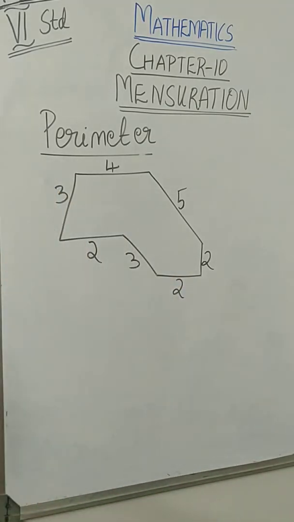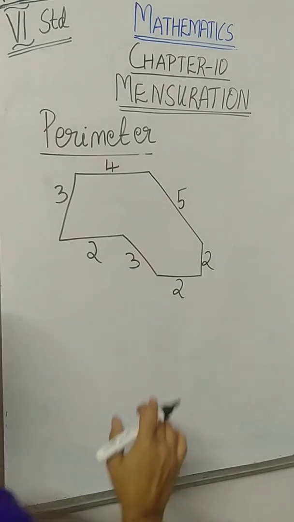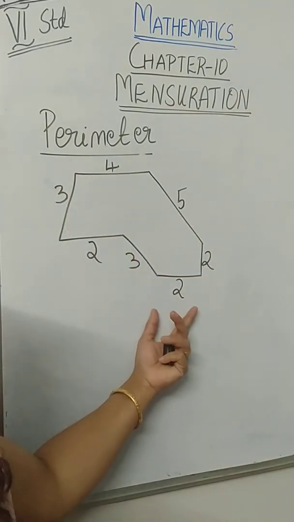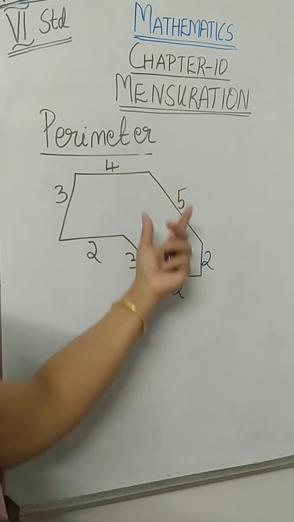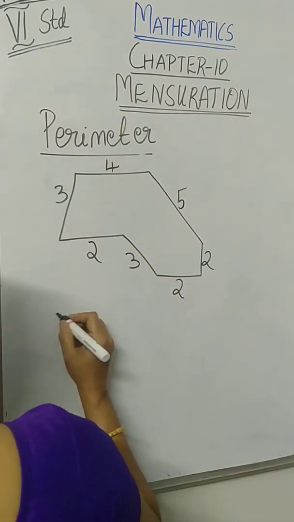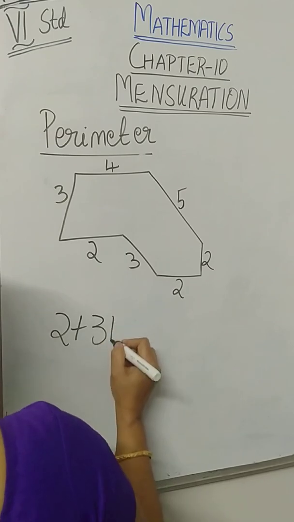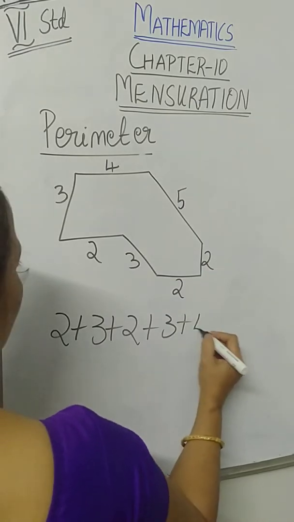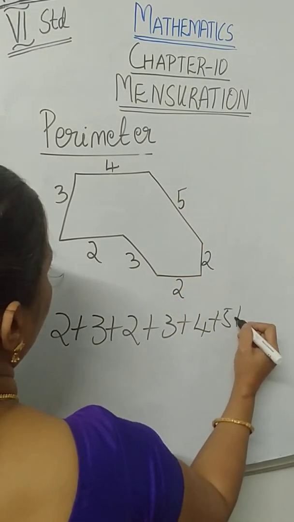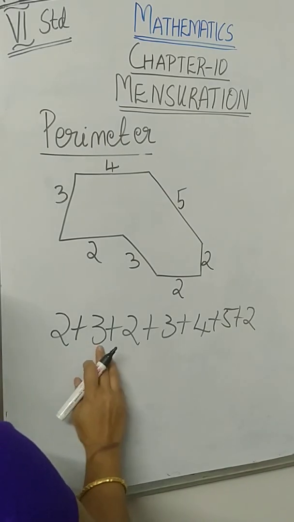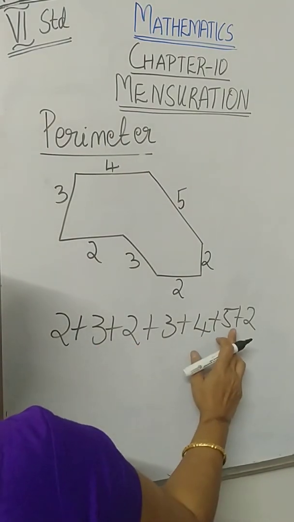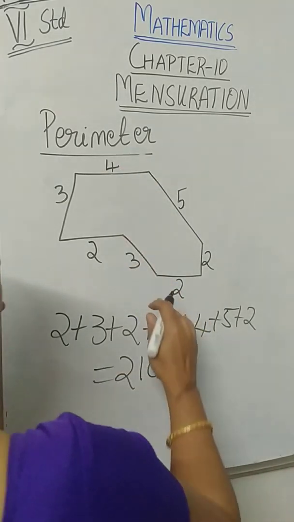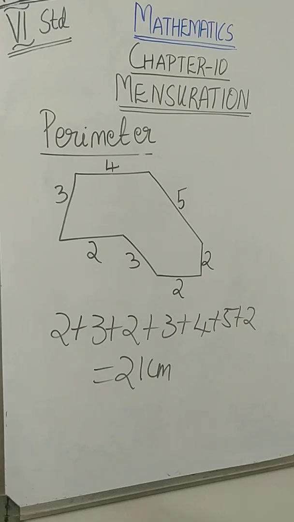So, what is the perimeter of this figure? Perimeter is nothing but the addition of all the measurement of all the sides. When you add the sum of all the measurements of the sides. Let us add now from here. It is 2 plus 3 plus 2 plus 3 plus 4 plus 5 plus 2. Let us add all this. 5, 7, 10, 14, 19, it is 21. So, the perimeter of this figure is 21 centimeter. Yes?